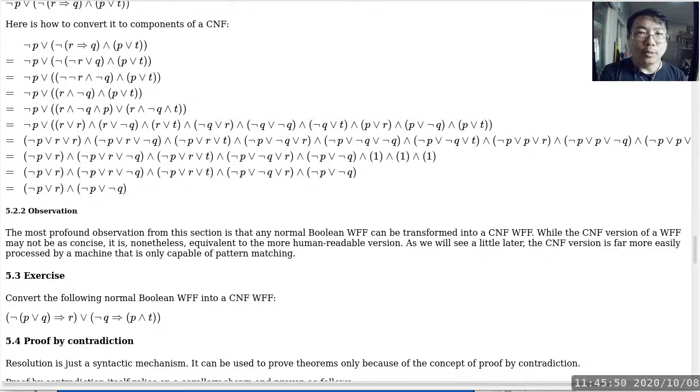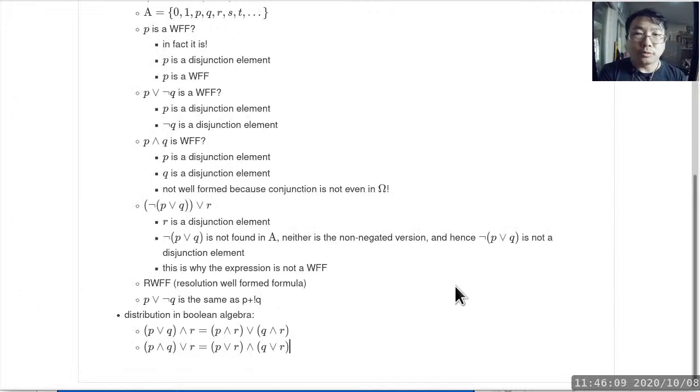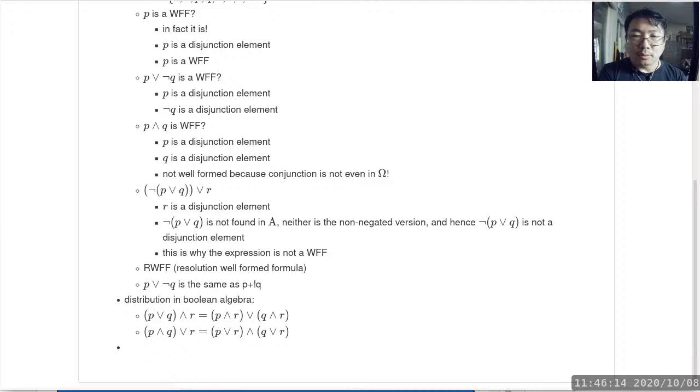Once again, you can make a truth table to convince yourself that that is okay. No matter what the values of P, R, or Q are, this simplification works. Let me illustrate what I mean by that over here, because I do want you to understand this. Simplification of disjunctions in a conjunction. It's very specific though.